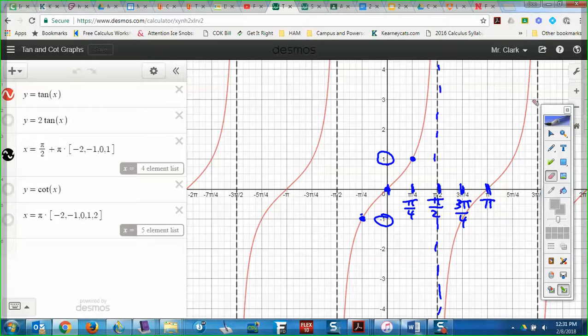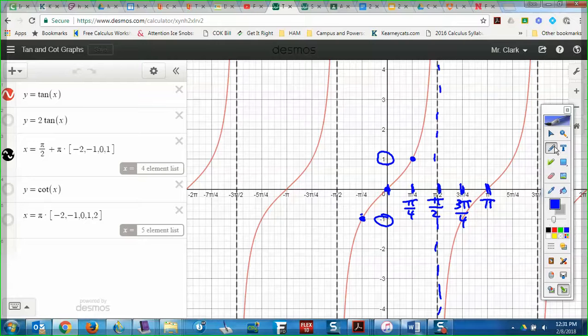So if it's been stretched, where are those points? If it's been stretched to 2, where are those points going to be? They'll be at 2. So if this has been stretched, this point will be at 2. And this point between the asymptote and the origin is going to be stretched out. That's the point you're looking for.